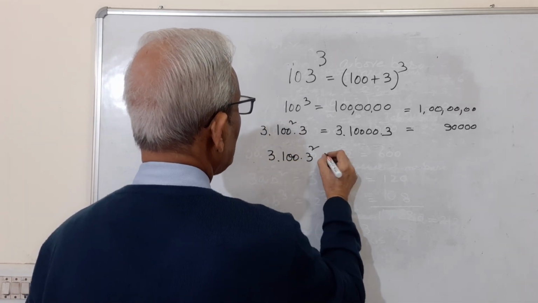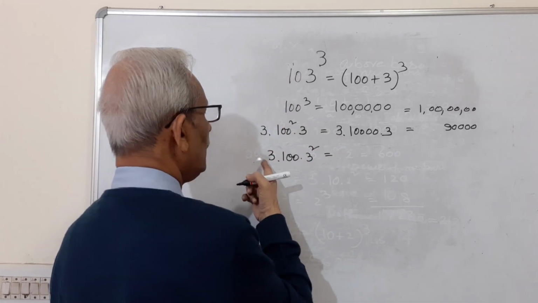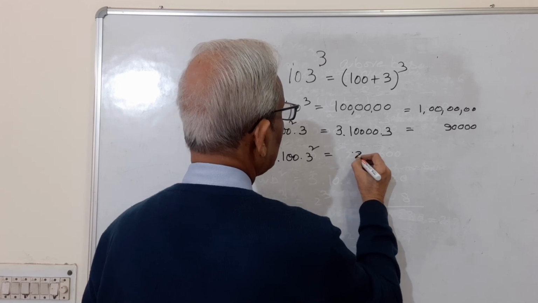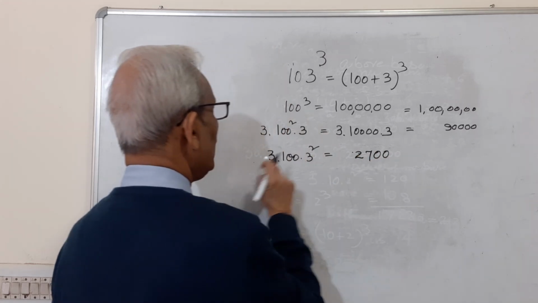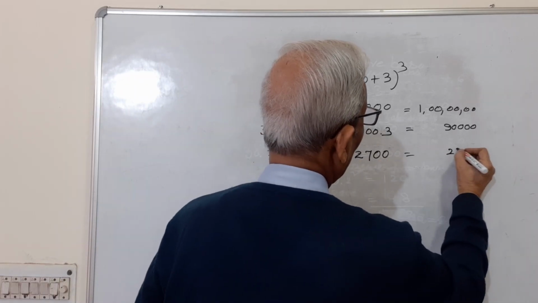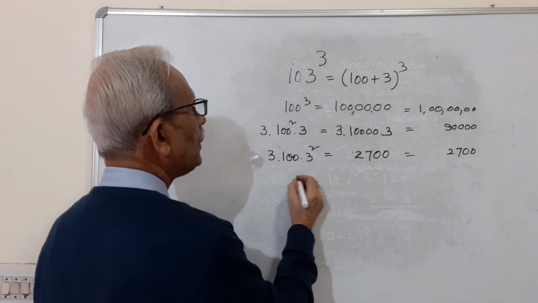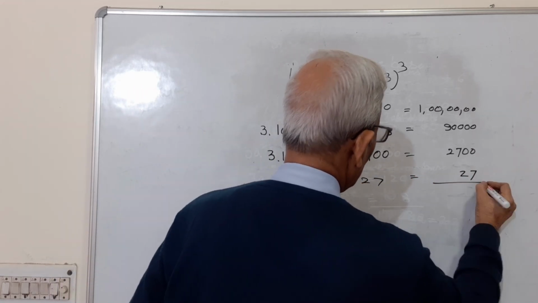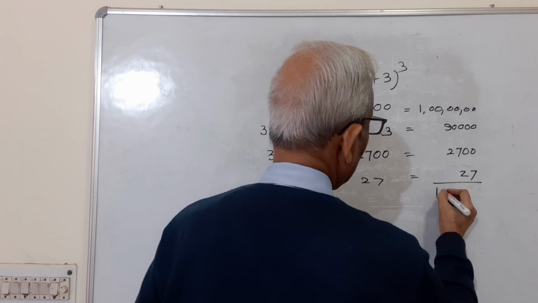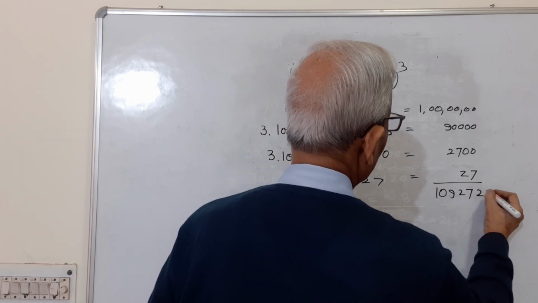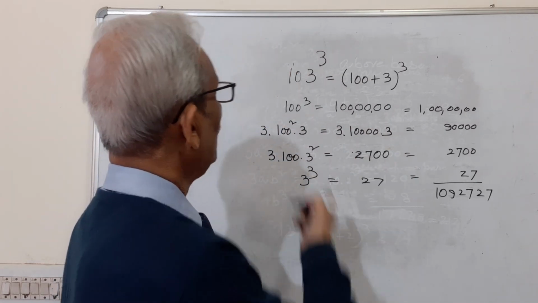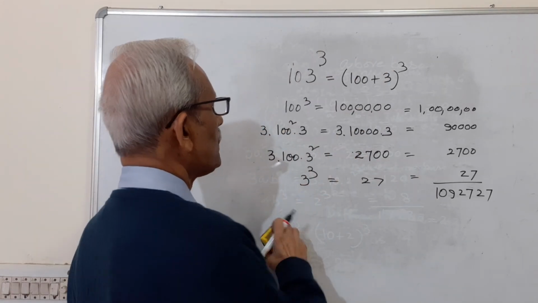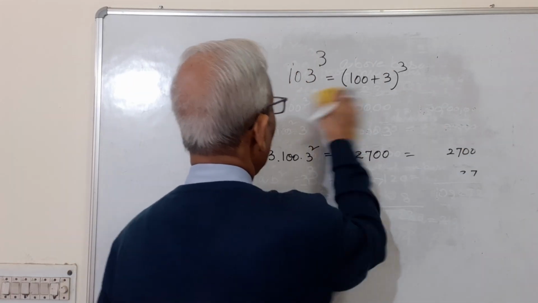3ab square is 3 into 100 into 3 square, that is 9 into 3, 27 into 100, which is 2700. And then b cube is 3 cube, which is 27. And the total becomes 1,092,727. Just add it and you get the answer of 103 cube, rather than multiplying everything with long steps. I think you have understood it. Let us do the next problem.